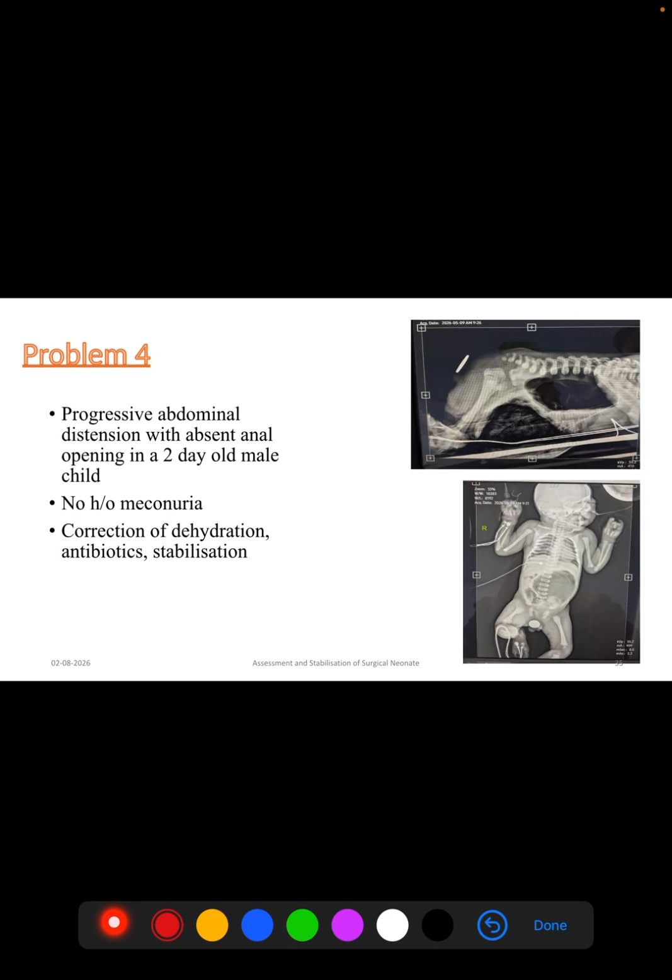Then problem 4, progressive abdominal distension with absent anal opening in a 2-day-old male child and there is no history of meconiuria. And you have corrected dehydration, you have given antibiotics, you have stabilized the baby, and you are seeing that there is a disparity between the bowel loops. You can see there is a huge dilated bowel. So it suggests that there is a pouch colon.